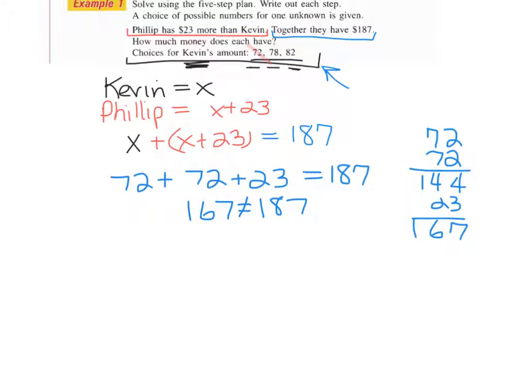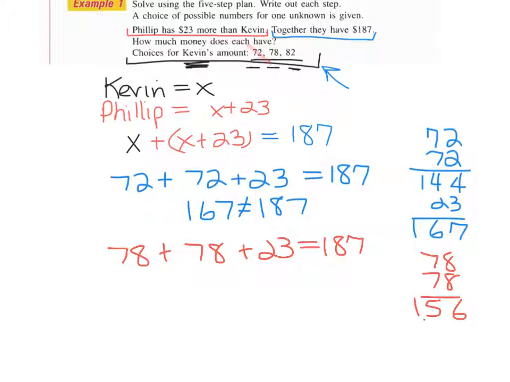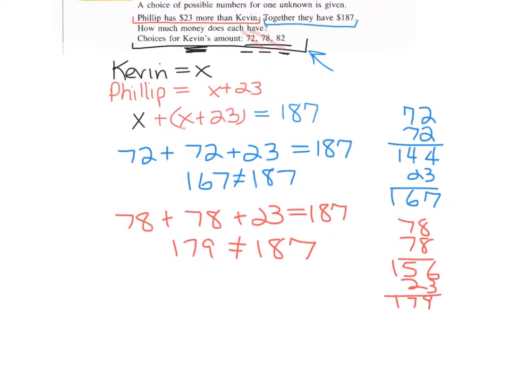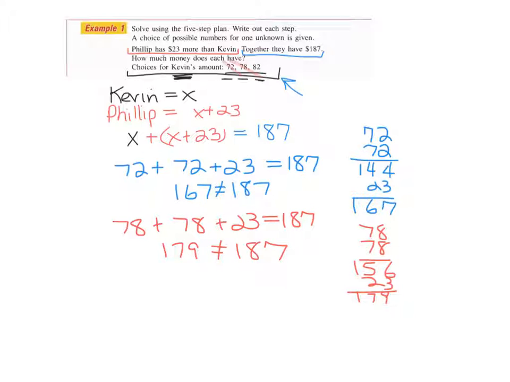Now I'm going to try 78. 78 plus 78 plus 23 equals 187. So 78 plus 78 is 156, plus 23 is 179. So 179 is not equal to 187, so that option in my domain is also out. So one more to try. I'm going to do 82 plus 82 plus 23 and see if it equals 187.